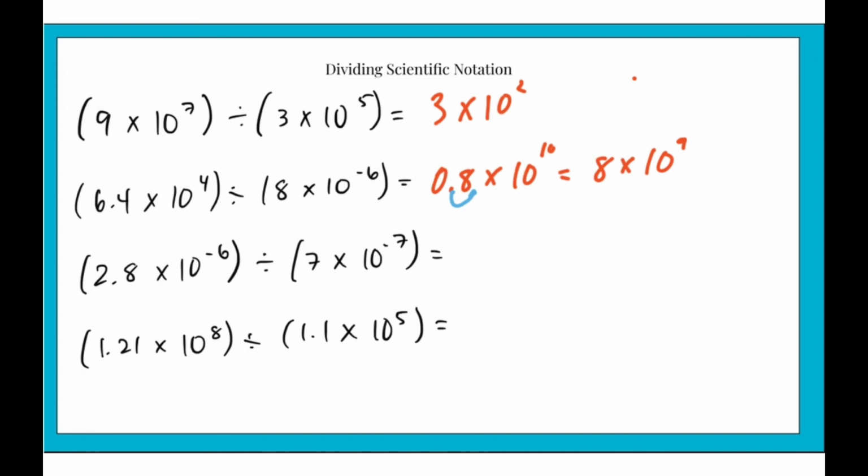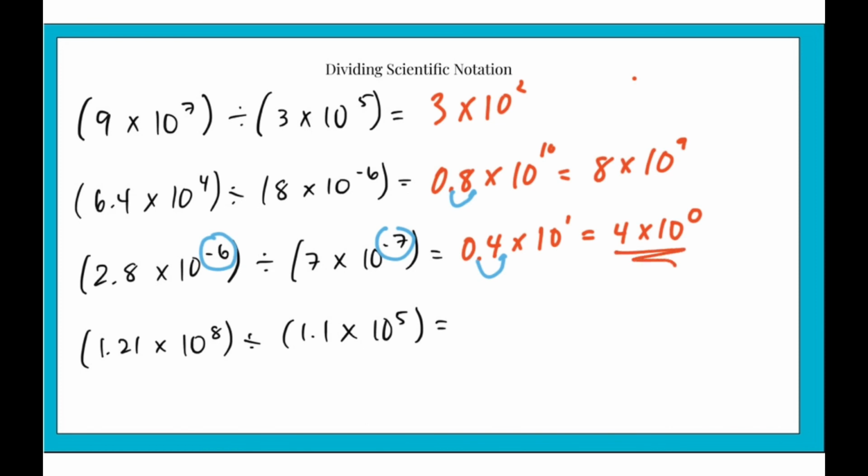If you look at the next problem, 2.8 divided by 7, that's 0.4. I already know I'm going to have to change that. Times 10 to the power of negative 6 minus negative 7. This one's tricky. Negative 6 minus negative 7. If we're not careful, we'll get this incorrect, and we have to know our integers. This is going to be positive 1. Of course, we're going to locate the decimal, move it 1 unit to the right, and so this is going to become 4 times 10 to the power of 0 because we subtracted from the exponent.